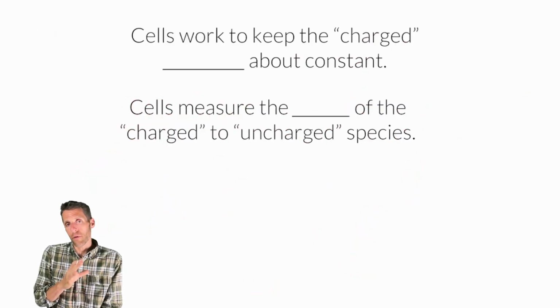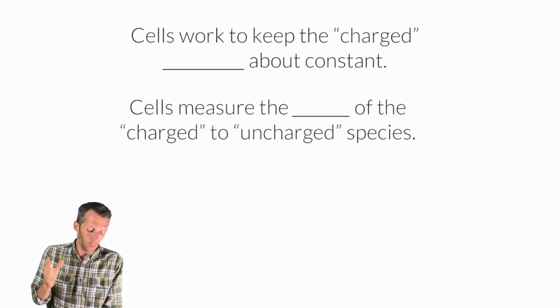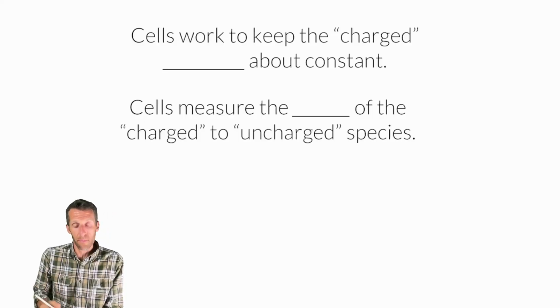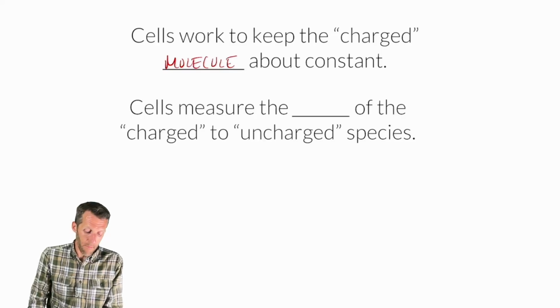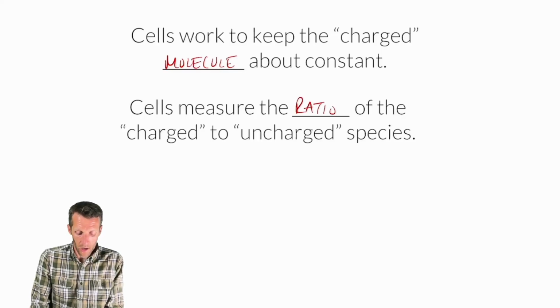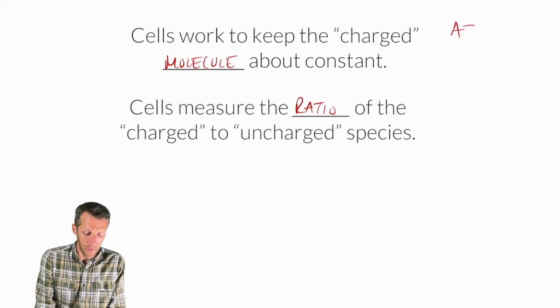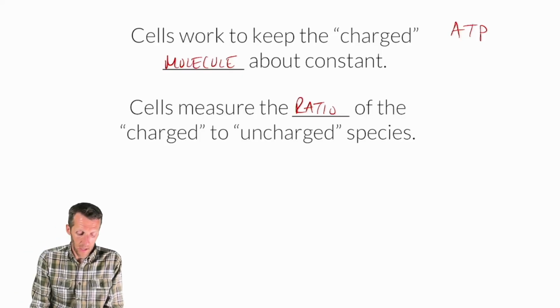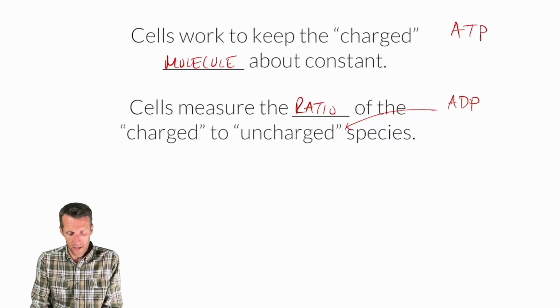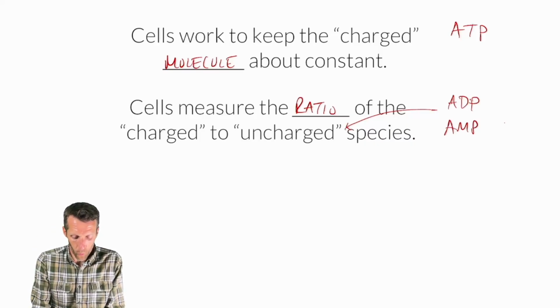Now, another interesting feature about currencies that we're going to see, and we'll illustrate here with ATP, is that they work to keep the charged molecule about constant, and they measure the ratio of charged to uncharged species. So what do I mean by this? Well, the charged form of ATP is ATP. That's the molecule that's ready to go do interesting things. The uncharged form, there's actually two of them. There's ADP, so we've chopped off one phosphate. And there's actually AMP, which has only one phosphate. One phos, two phos, three phos.